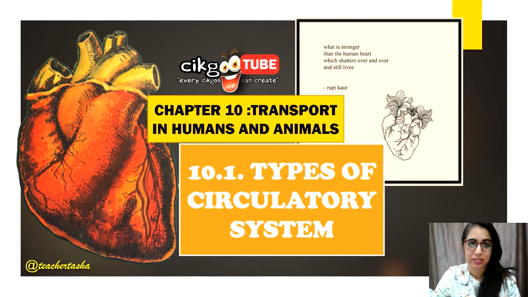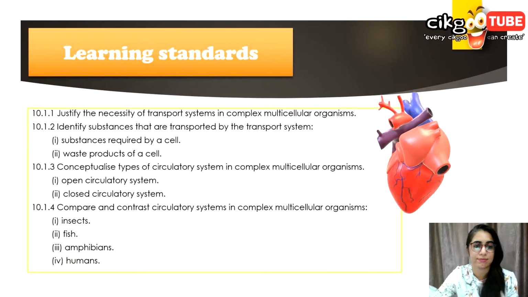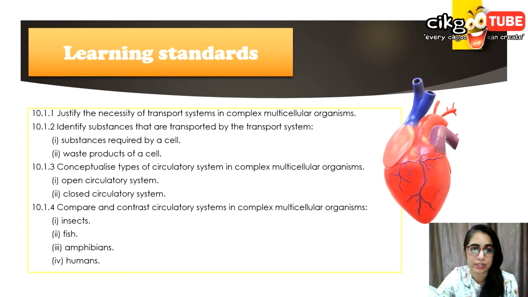Today we are going to learn Chapter 10, Transport in Humans and Animals, and the subtopic for today is 10.1, the types of circulatory system. I hope you are ready with your pen and paper to take notes. Okay, now let's look at the learning standard.